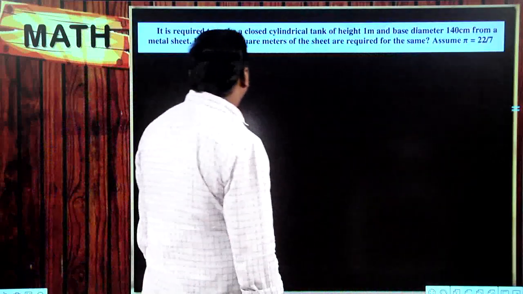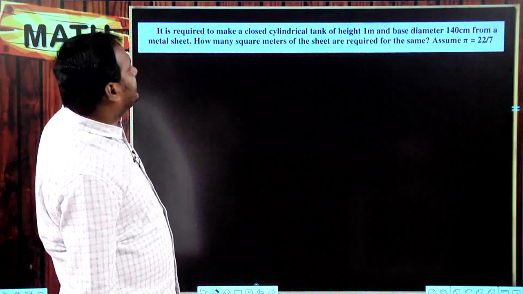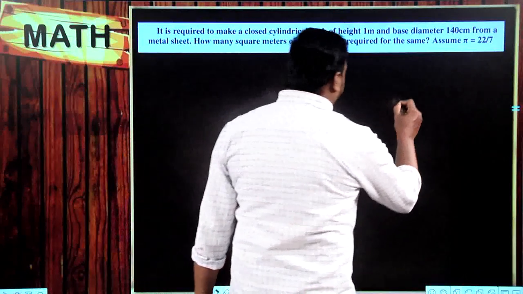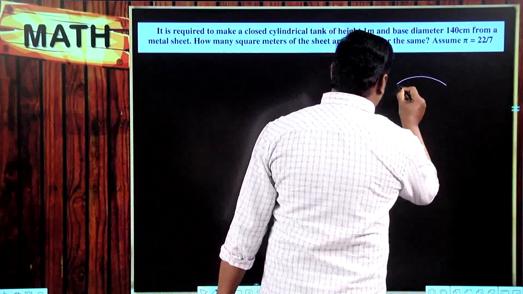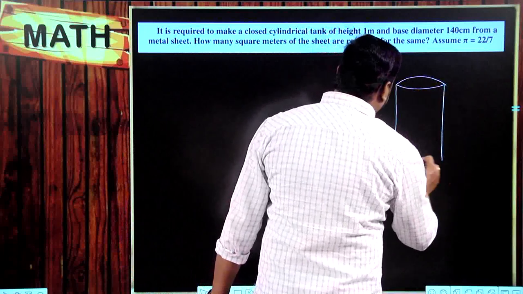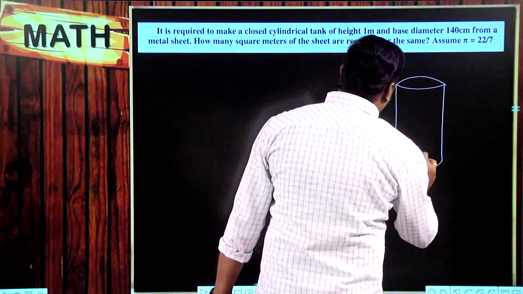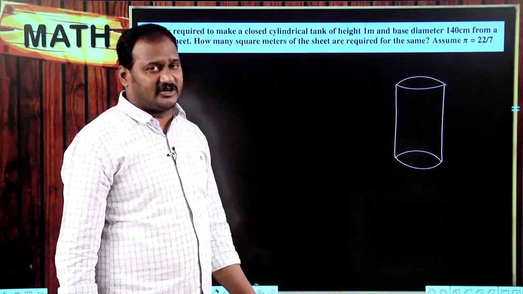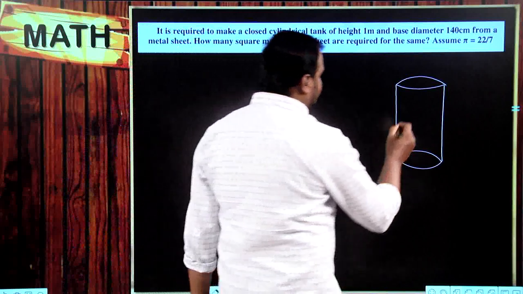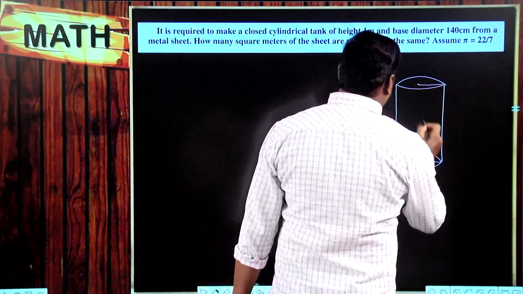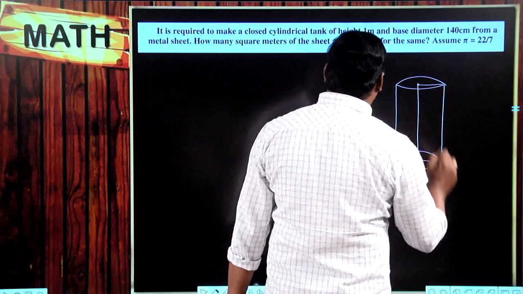See here, the next problem is: it is required to make a closed cylindrical tank of height 1 meter. I am going to draw one cylinder, a cylindrical tank, of course. So, this is a cylindrical tank and it is a closed cylindrical tank. Closed cylindrical tank means top as well as bottom, both are closed. And here this is the base radius, and of course, this is also the base radius, and this is the height of the cylindrical tank.